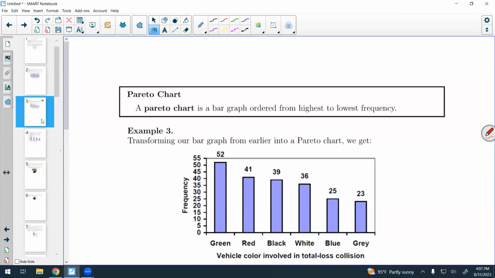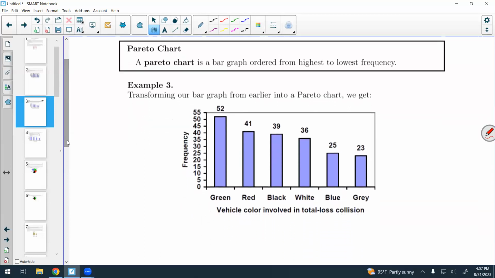A special type of bar graph is called a Pareto chart. It's a bar graph ordered from highest to lowest. So this is the same thing, it's just now we have them ordered from highest to lowest. In the case of this, if I was somebody at the insurance company, I'd want to be able to tell right away what's the worst car to drive, what's the worst color car. So having it listed highest to lowest, I can see.